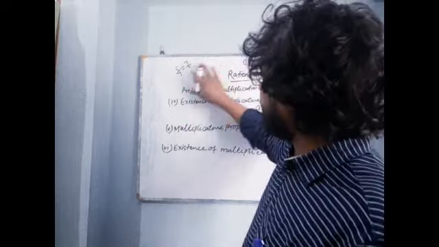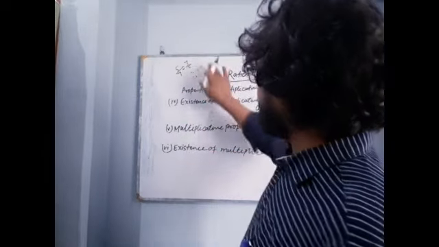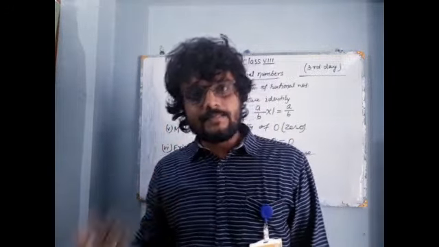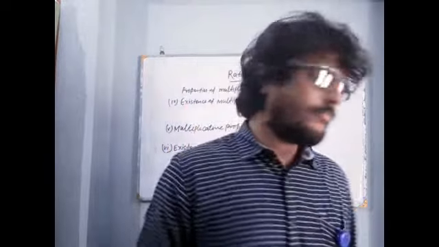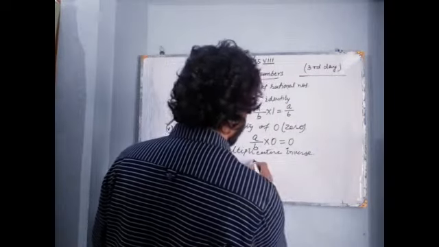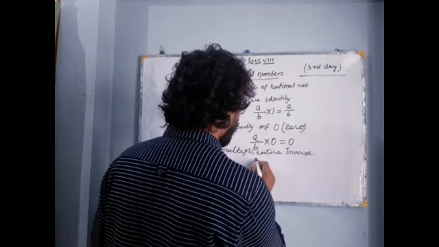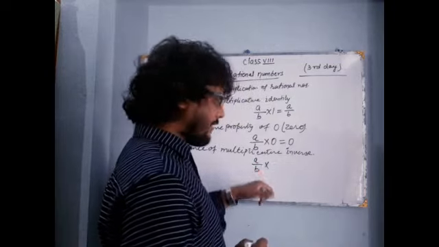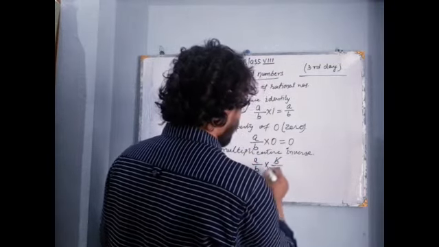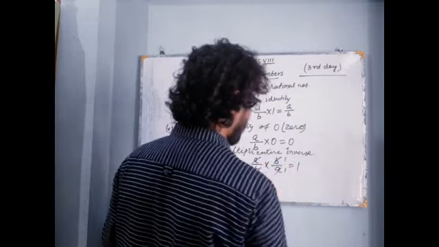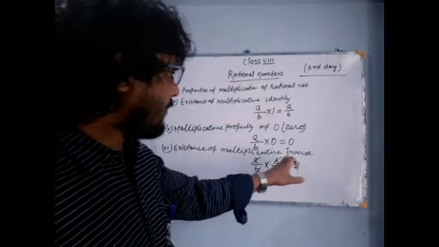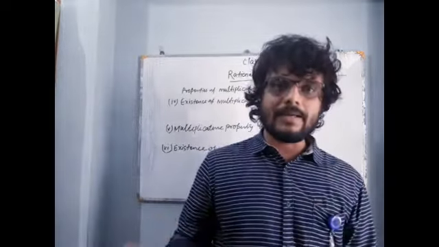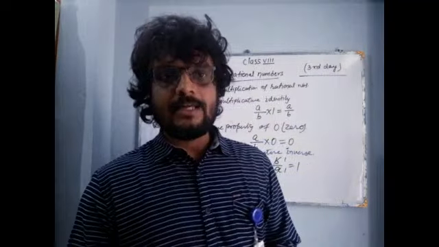Got it? Then existence of multiplicative inverse states that when a number is multiplied by its multiplicative inverse, that is reciprocal, then we get 1. Suppose there is a rational number a by b. When a by b is multiplied by its reciprocal or multiplicative inverse, that is b by a, then b cancels, a cancels, we get 1. Existence of multiplicative inverse states that when a rational number is multiplied by its multiplicative inverse, that is reciprocal, then we get 1.